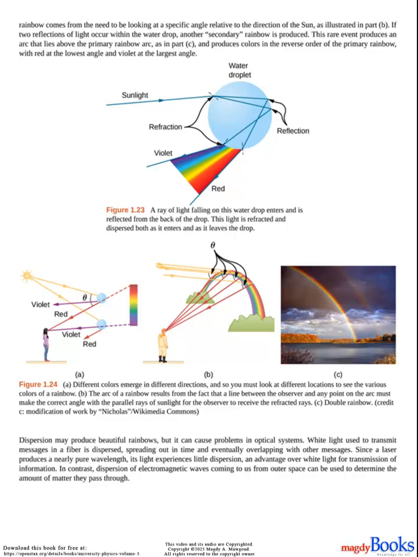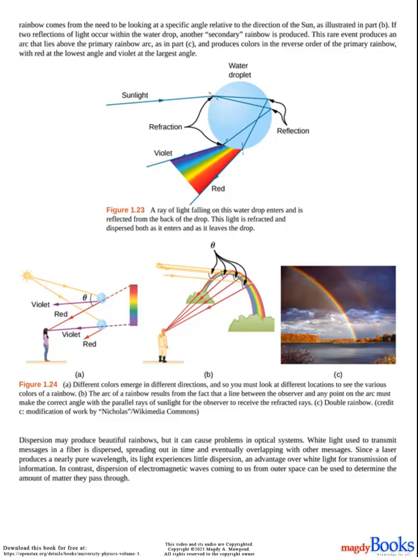B. The arc of a rainbow results from the fact that a line between the observer and any point on the arc must make the correct angle with the parallel rays of sunlight for the observer to receive the refracted rays. C. Double rainbow. Credit C. Modification of work by Nicholas, Wikimedia Commons.